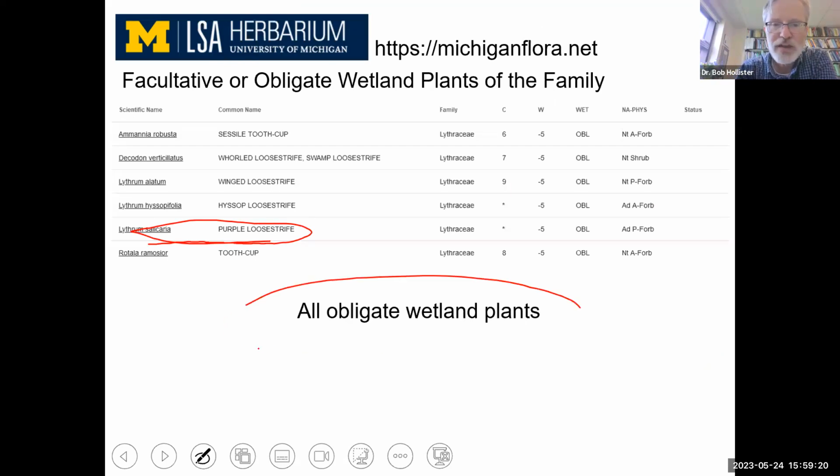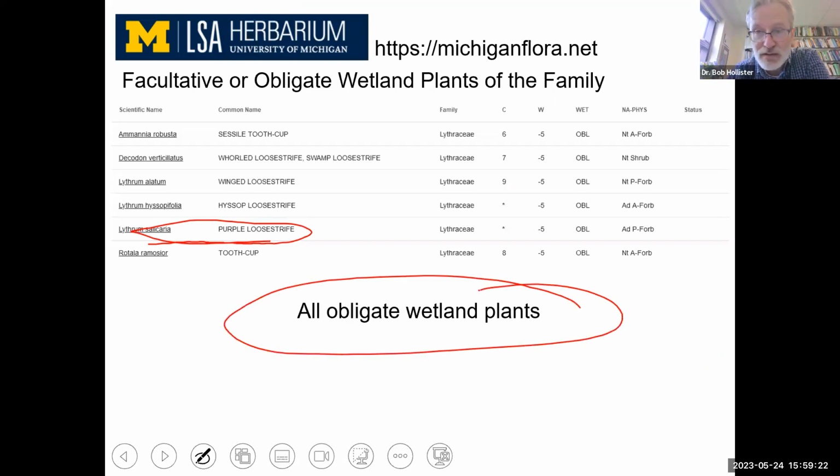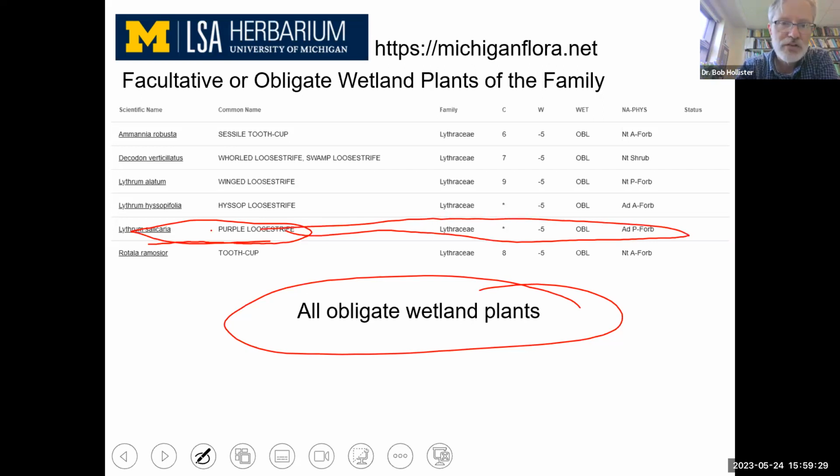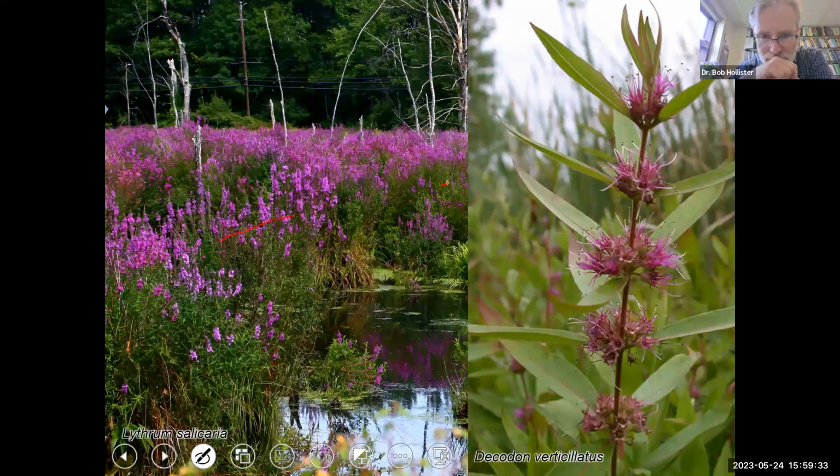And this whole family is all obligate wetland plants in Michigan. So it's a good one to know. And certainly I expect that most of you know purple loosestrife. Purple loosestrife just takes over an area.